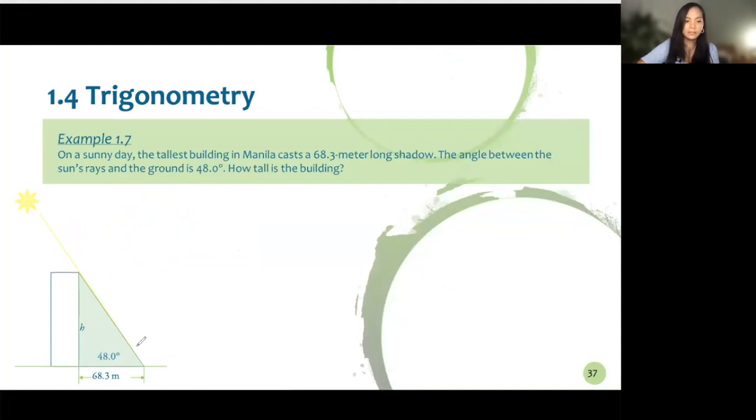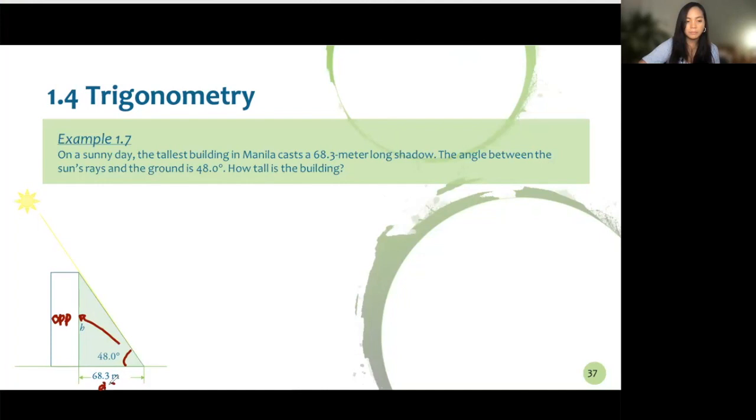I have this angle, guys. On a sunny day, the tallest building in Manila casts a 68.3 meter long shadow. The angle between the sun rays and the ground is 48 degrees. How tall is the building? Okay. In our case, this is the angle. The opposite is this. And this is the adjacent.